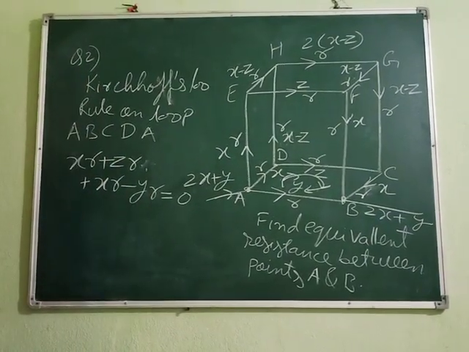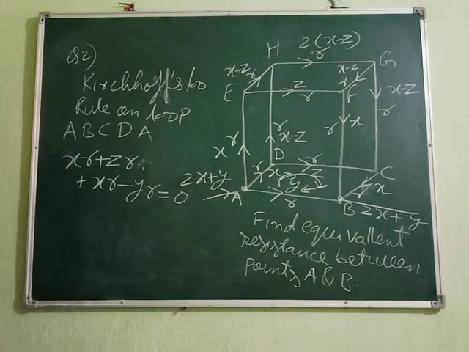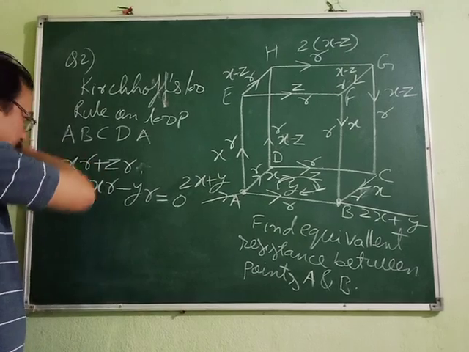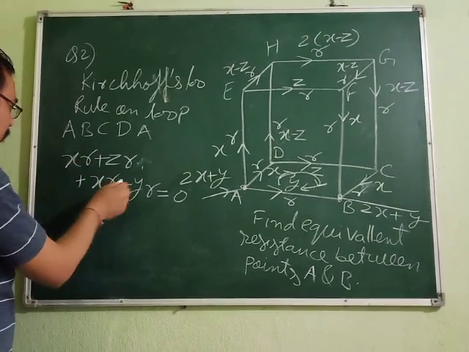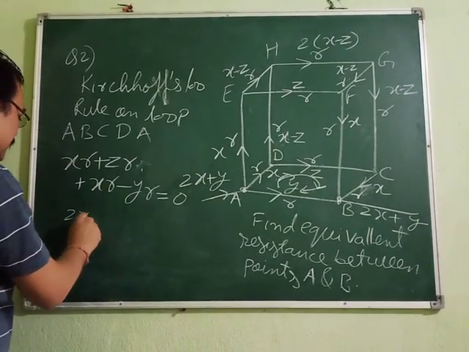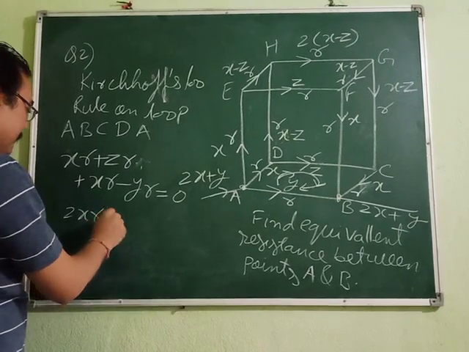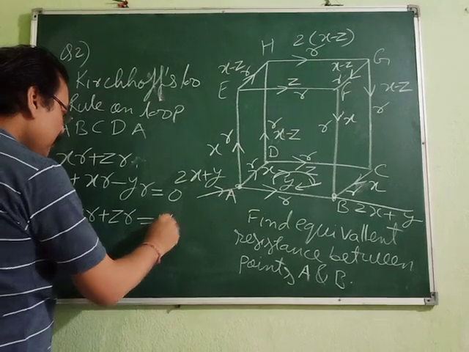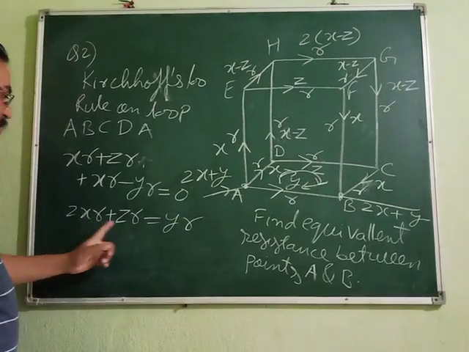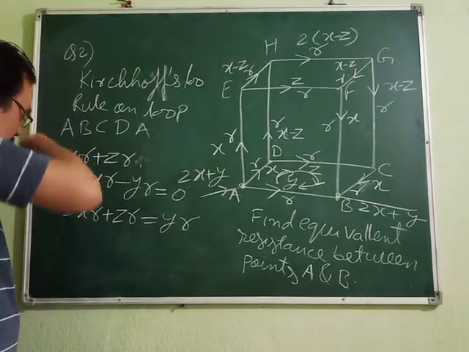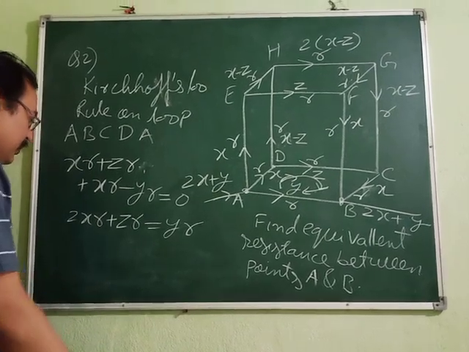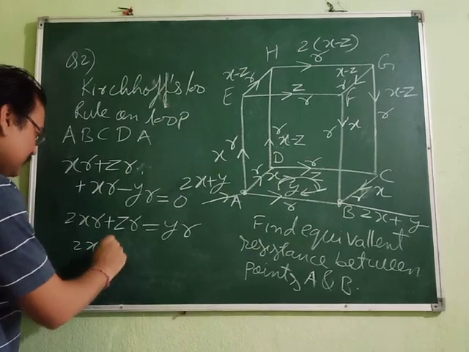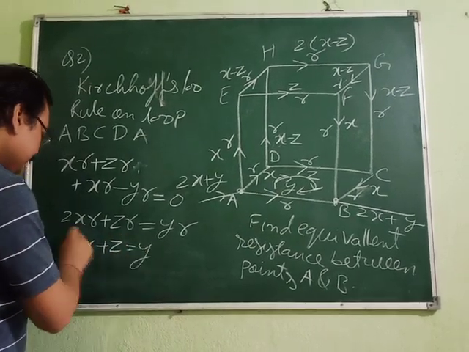Okay, so we are getting this equation, equation 1. So what can we write? XR plus XR is 2XR, plus ZR, equal to YR. Now R is common throughout. Can we cancel them? Obviously we can cancel them. So we get 2x plus z is equal to y.